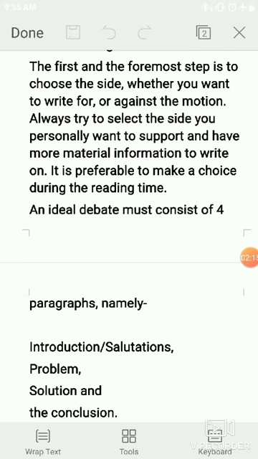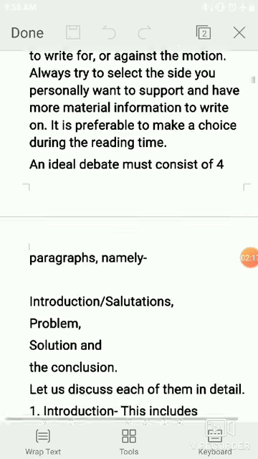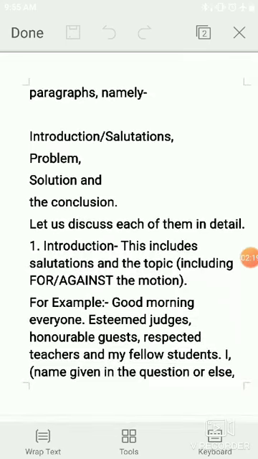An ideal debate must consist of four paragraphs. The first paragraph has your introduction and salutations. In the second, you describe the problem. In the third, we have the solutions, and in the last, we have the conclusion. Let us discuss each of them in detail.